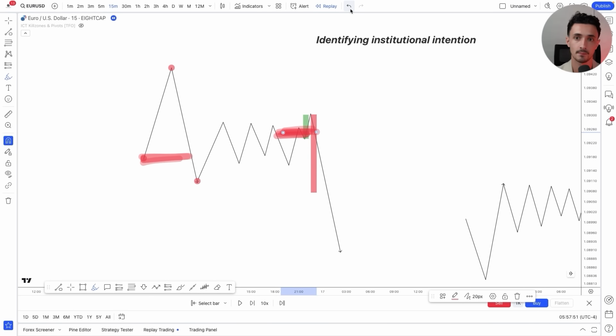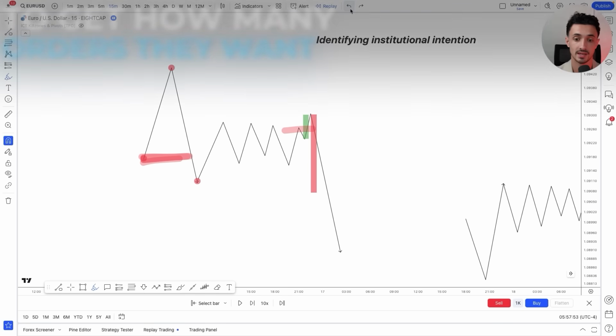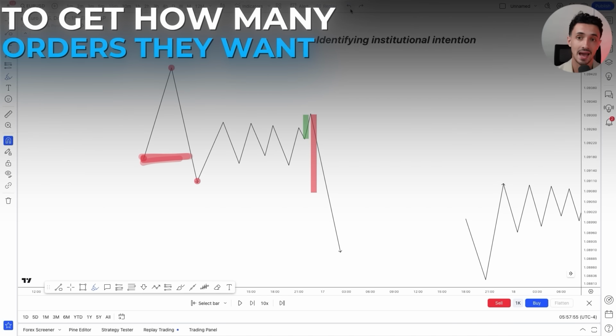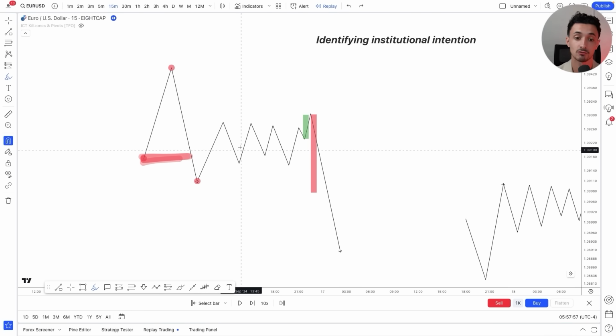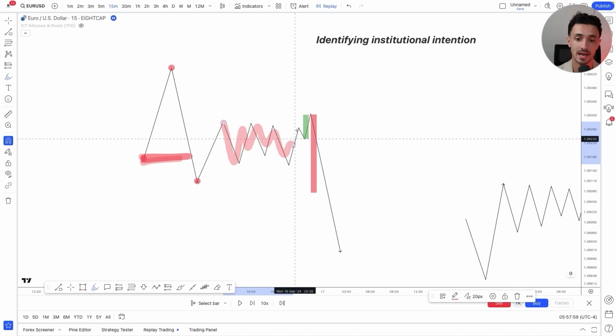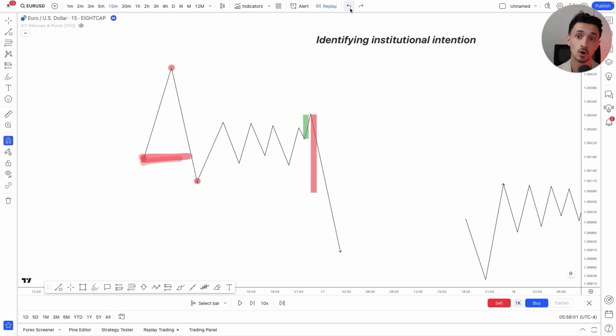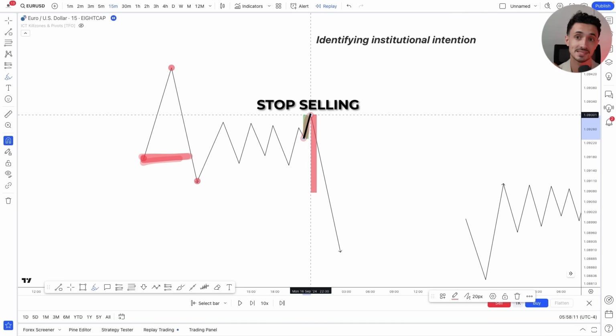And what does this do for them? This allows them to get how many orders they want at the price they want. That's why you see a range occur. That is what is actually happening when a range occurs. And then when they're ready, oftentimes they'll give one more phase, which is the inducement phase. What they will do is just before they're ready to sell, they will allow price to trade higher. They'll stop selling and then allow the buyers to take over. Or sometimes they even use the buys themselves to induce price.